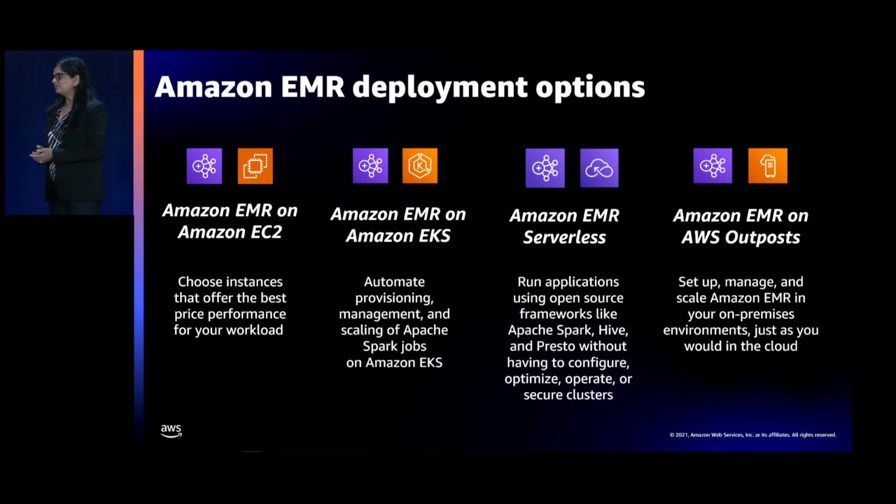And so when it comes to deploying the right EMR for their application, an administrator has a choice. He or she can either run Amazon EMR on EC2, where the administrator has the flexibility to choose instances that offer the best price performance for your workload, or they can go with Amazon EMR on EKS. Now, if an organization is running Kubernetes clusters and they want to automate provisioning, management, as well as scaling of your Apache Spark jobs on EKS, this is the choice that the administrator has.